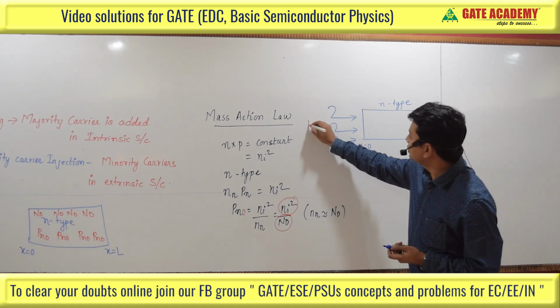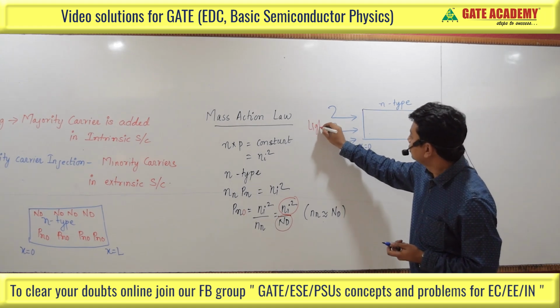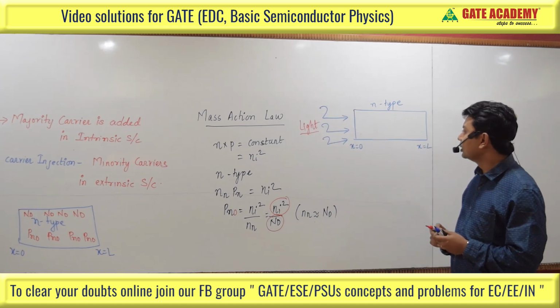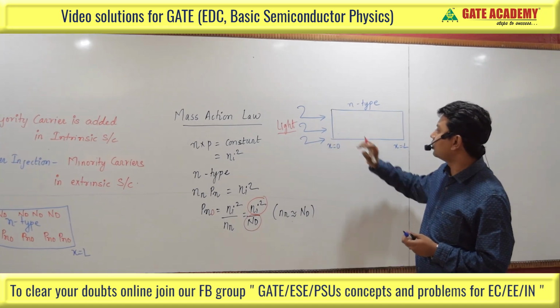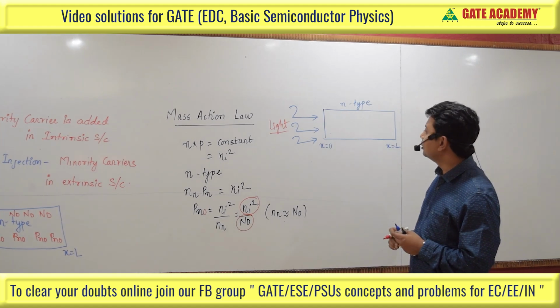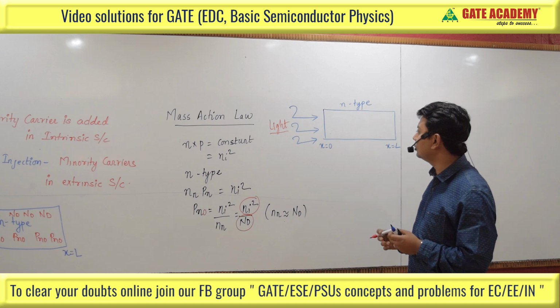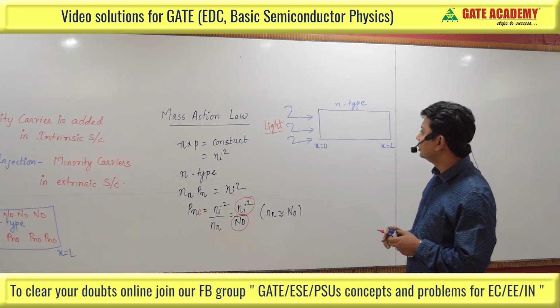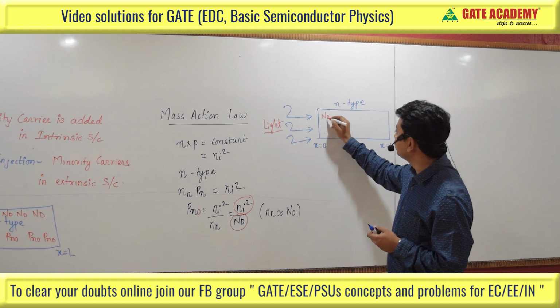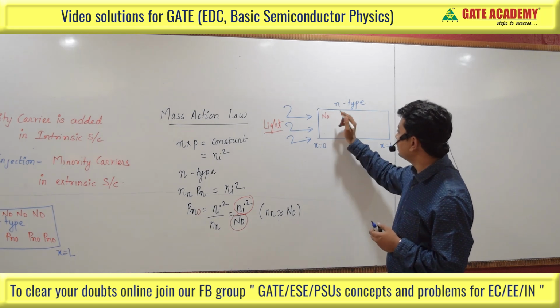So this is actually a light source. Because of this light source, what will happen? The covalent bonds at the edge of the semiconductor will get broken down, and because of this breaking of covalent bonds, what will happen? The number of donor atoms in this semiconductor increases.